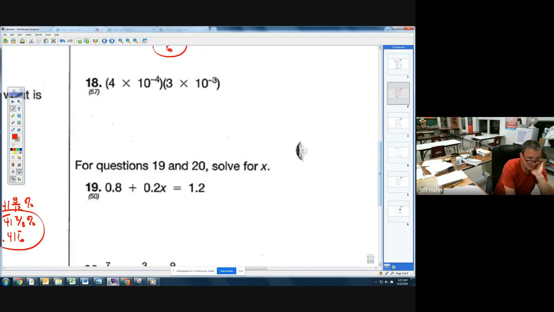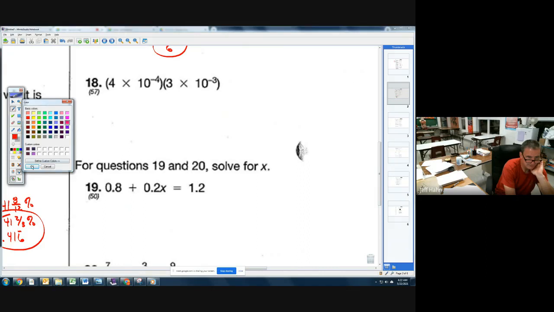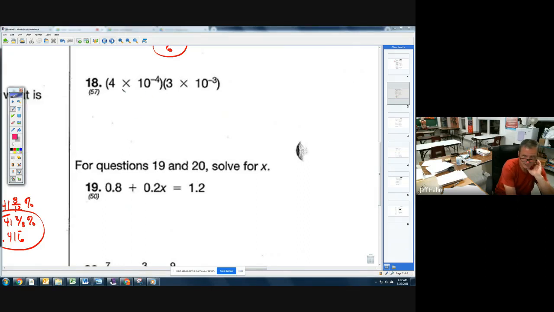Problem number 18, scientific notation. Just remember, when you do scientific notation multiplication, you multiply the left sides, which gives me 12. I write times 10 down. When you multiply bases to exponents, you add the exponents together, so this becomes -7.